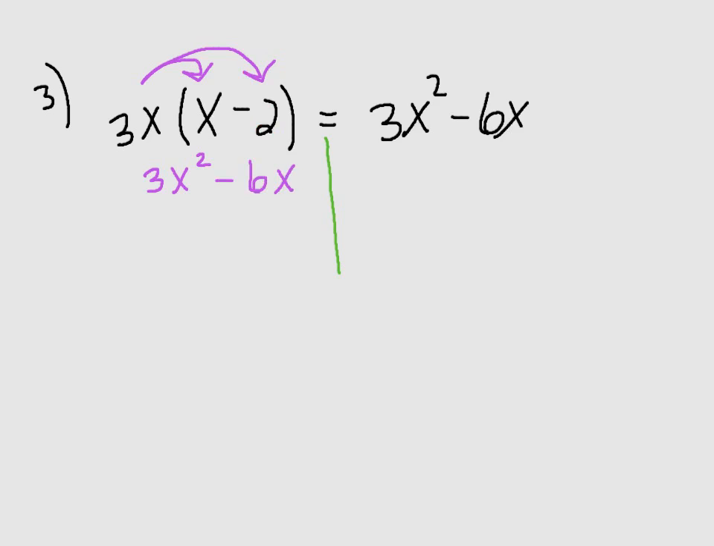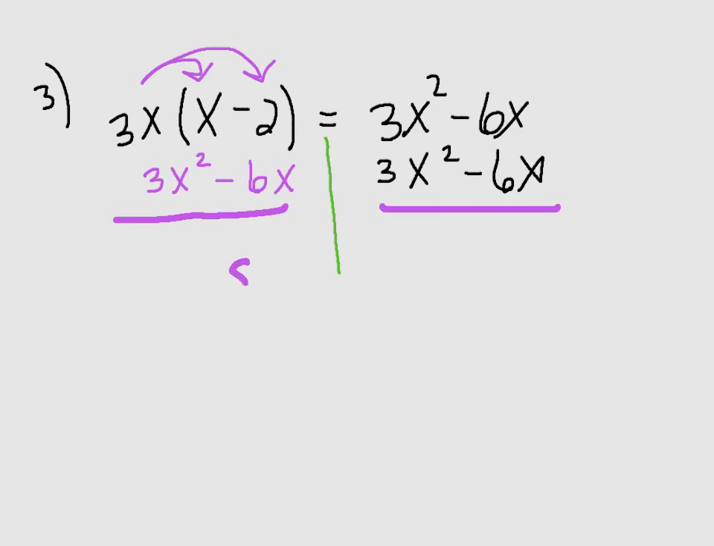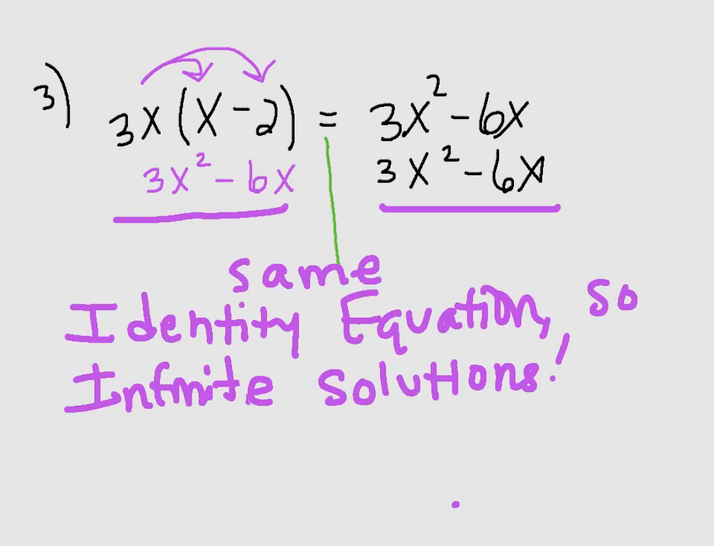Alright, let's compare that. Drop everything on the other side. Take a step back, look at this, and hopefully you notice that both sides are identical. So again, we don't have to do anything to this problem just because they are the same. This is another identity equation. Identity equation, so infinite solutions. Moving on to the next problem, number 4.